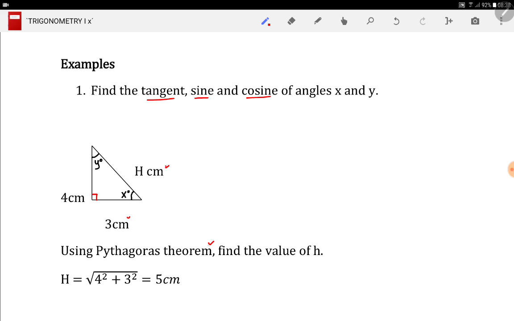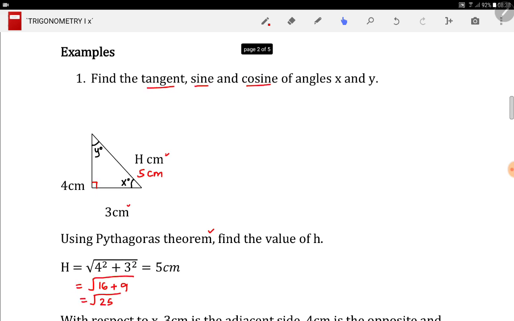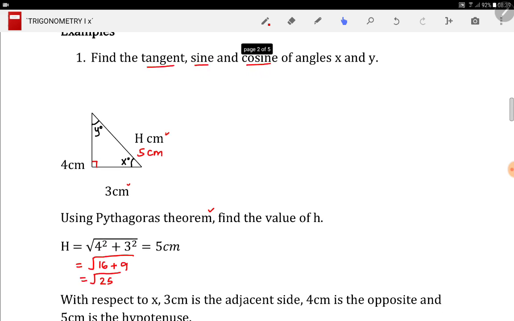So using Pythagoras theorem, we can find the value of h, which is given by the square root of 4 squared plus 3 squared, which is equal to the square root of 16 plus 9, which is equal to the square root of 25. And the square root of 25 is 5 centimeters. So h centimeters is equal to 5 centimeters. Now, having found the value of all the sides, we can get the trigonometric ratios of angles x and y.